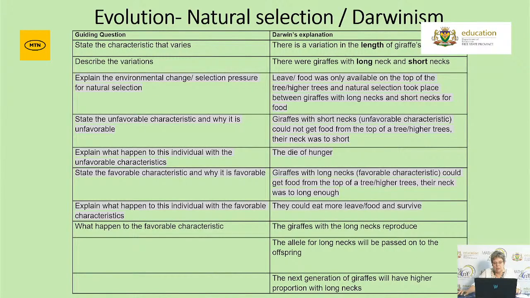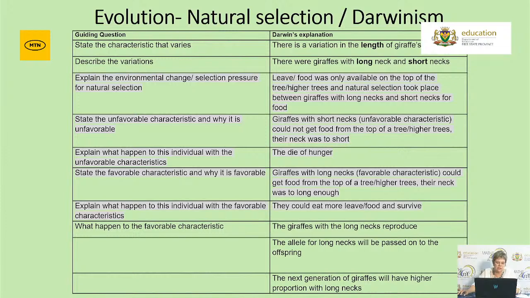Then we must say, what is this natural selection? Which force is going to select? And now we state the unfavorable characteristic and why it is unfavorable. We can no longer say short necks was unfavorable, they die. We must elaborate and say, short necks was unfavorable characteristics. They couldn't eat enough food. They haven't got long necks to eat the leaves on the top, so they die of hunger.